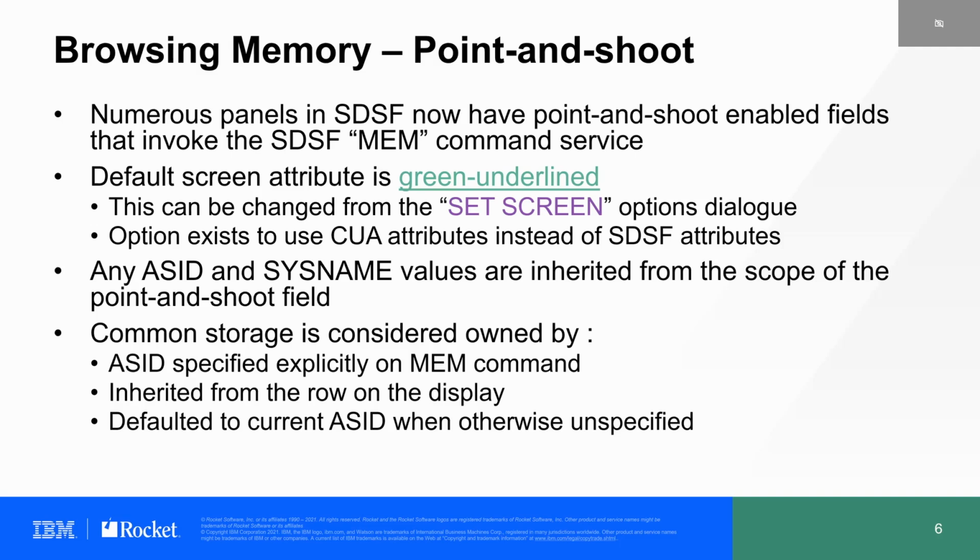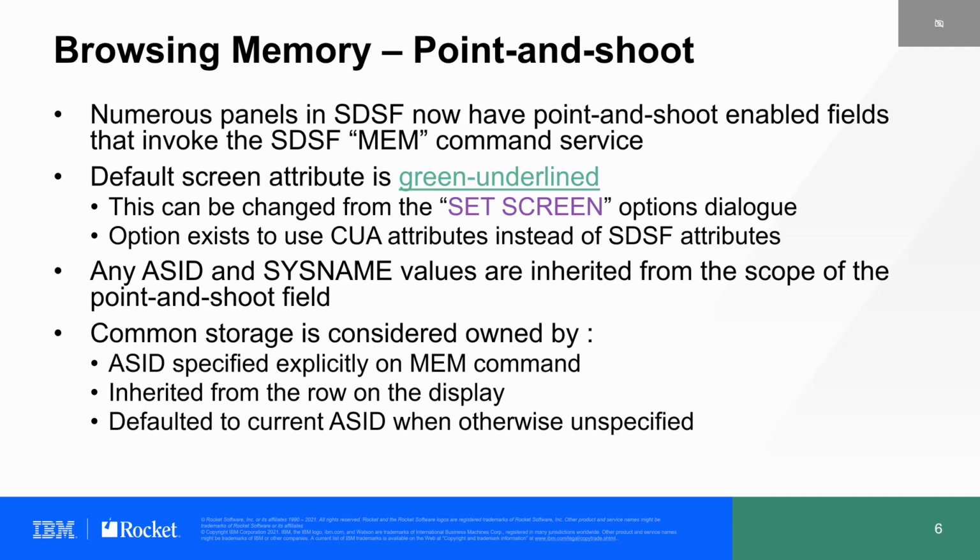Any ASID and system values are inherited when you do a point and shoot. So imagine you have a row on an SDSF panel and there's an address on it, and you hit enter. Behind the scenes, there's obviously some sort of binary format record that represents that row, and it could well be carrying an ASID and a sysname value inside of it. You might be able to see it on the panel, you might not, but there'll be an ASID and a sysname value somewhere within that binary record. So if you do a point and shoot on a row on a table, we know what the ASID and system name is, and we will inherit that from the row and invoke the service to the correct place.